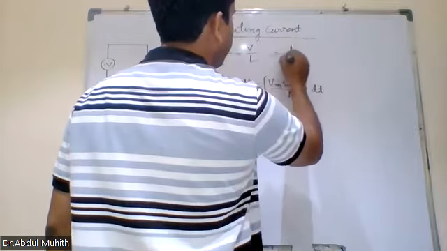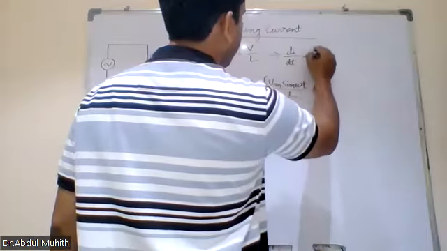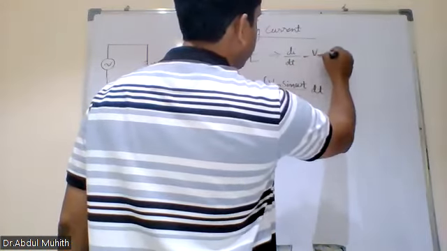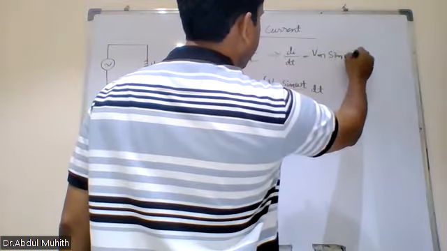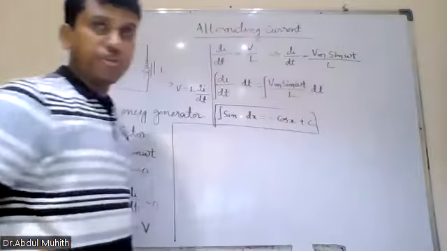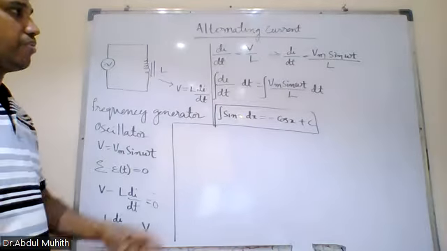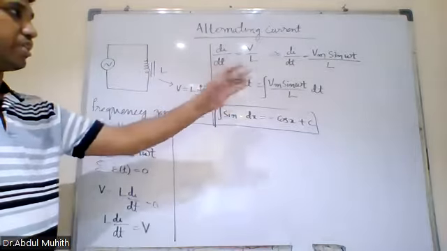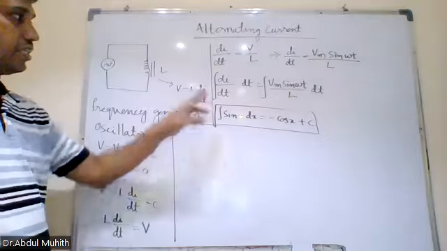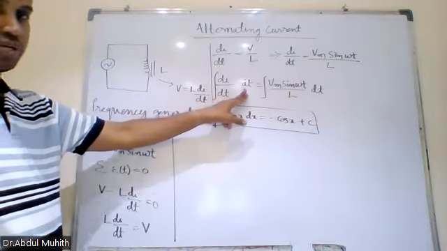So di by dt is equal to what? Vm sin omega t divided by L. Okay, Vm sin omega t divided by L. Now what will happen? Now integrate on both the sides. When you are integrating, see, integration dt with respect to dt.